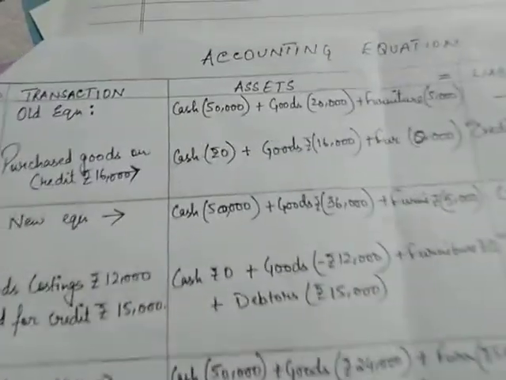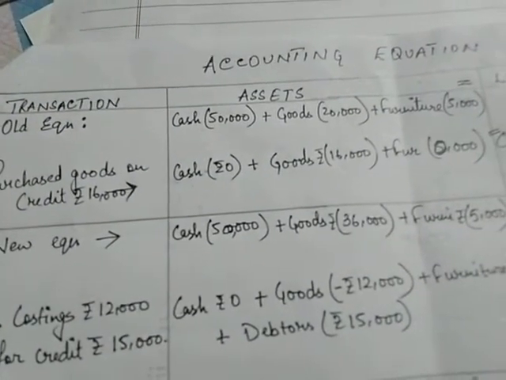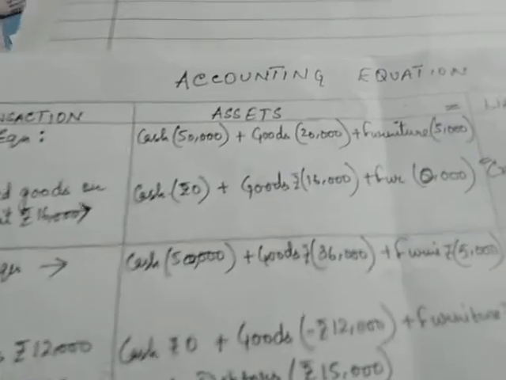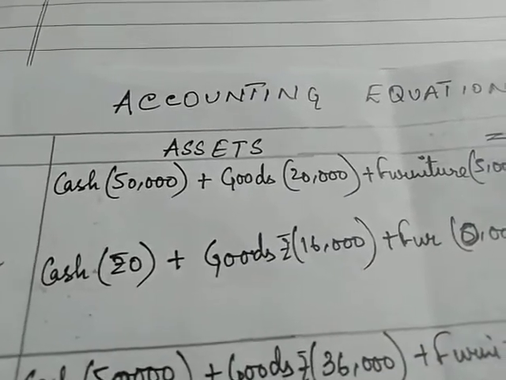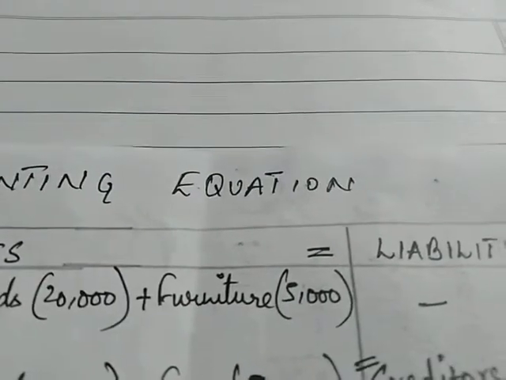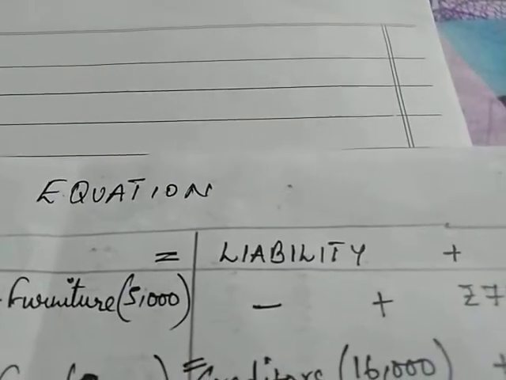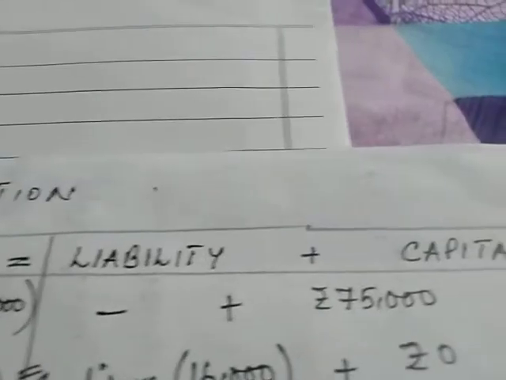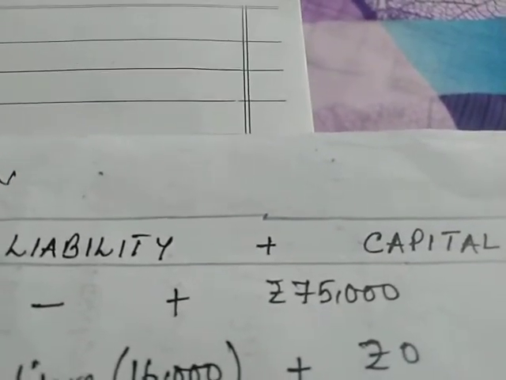So now the old equation which we have got from the third transaction is: cash of rupees 50,000, goods of rupees 20,000, furniture of rupees 5,000. Liabilities, we have no such liabilities, and our capital is 75,000.